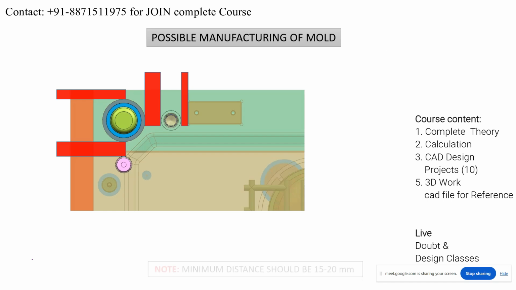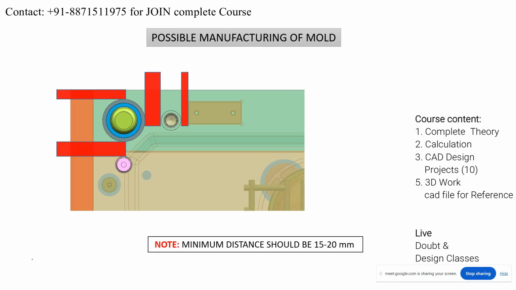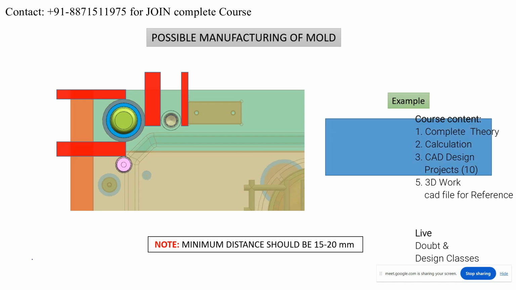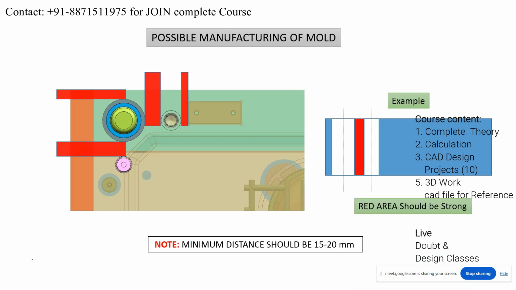This is very important, right? So basically possible manufacturing of the mold. Why? Because the minimum distance should be 15 to 20 mm from one feature to another feature. For example, if I am creating two holes, between the two holes there should be a thickness. So this red area should be strong. Understood? This is a very important concept, which is the manufacturing possibility. There is no specific formula for that, as I told you, it depends upon the component geometry, right?